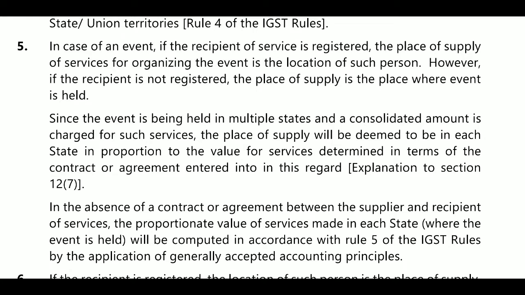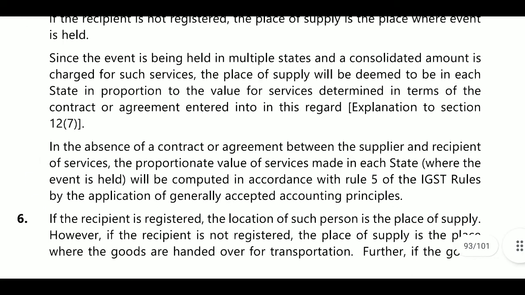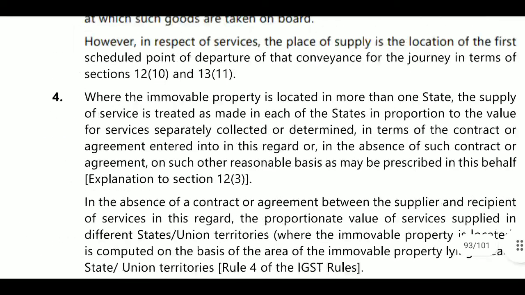In the absence of a contract or agreement between the supplier and recipient of services, the proportionate value of services made in each state will be computed in accordance with rule 5 of the IGST rules, that is, by application of generally accepted accounting principles. If there is an agreement, we will go with the agreement. If there is no agreement, we will go with rule 5, that is GAAP, generally accepted accounting principles. Generally it will be an expenditure ratio.